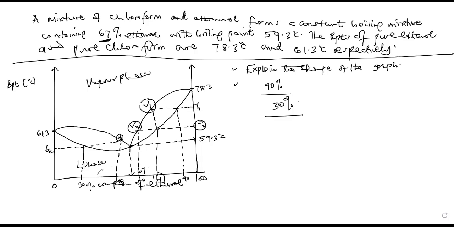Okay, so we have seen that for positive deviation, we yield an azeotropic mixture as a distillate, and we also yield the component as a residue. So a distillate is an azeotropic mixture. Then the other component is a residue.